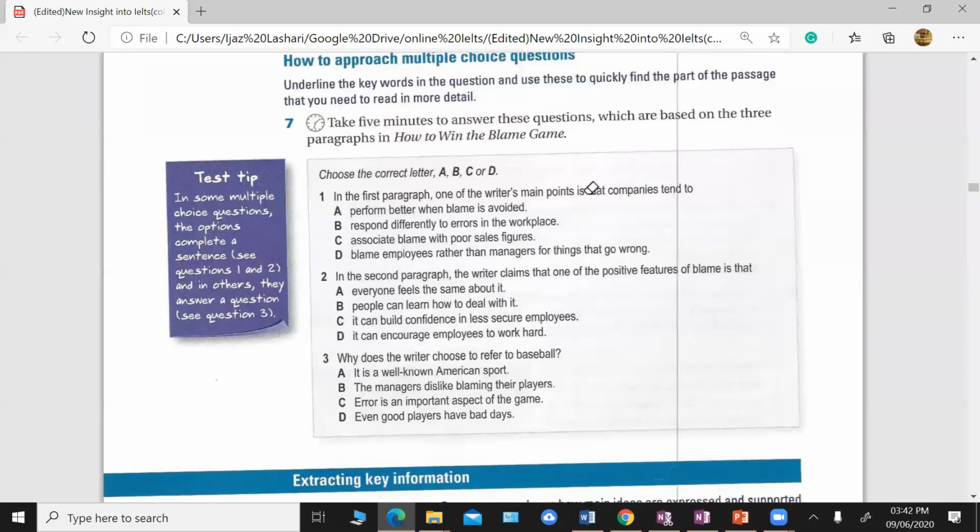What do you think? Did you answer this before? You can check number 2. Can you read number 2? And then we will see the answers of questions 1, 2, and 3 together.